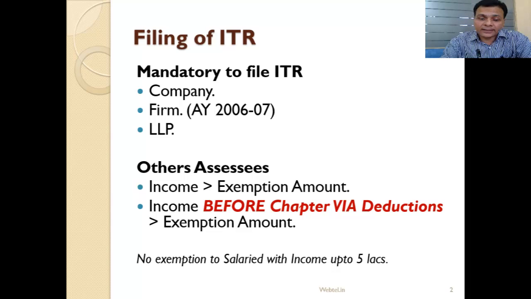And somebody might say that for salaried people with income up to 5 lakhs, there is no need to file the ITR if certain conditions are fulfilled. See, these notifications come for a particular year. In the past few years, the government came out with these notifications, but as of now, no such notification exists for this assessment year, and therefore, even for salaried employees with income up to 5 lakhs, they have to file ITR.